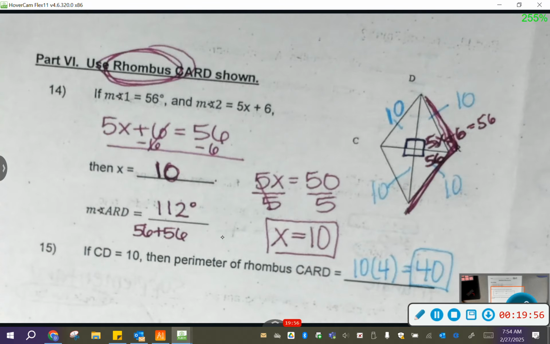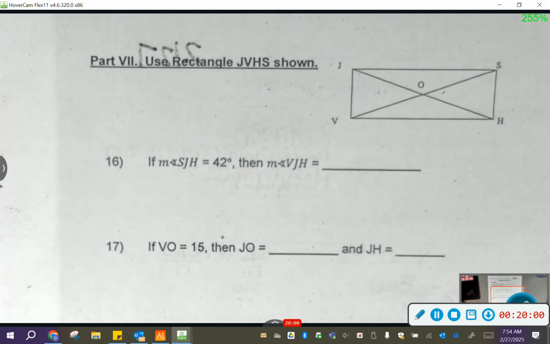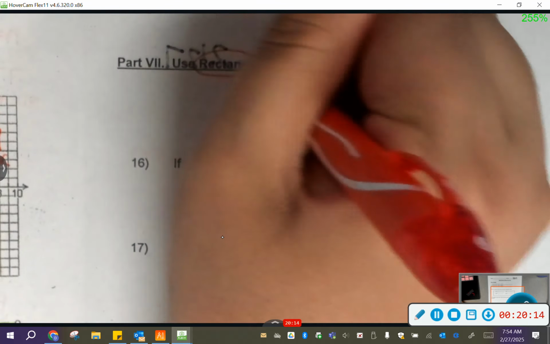Alright. Slide on over to rectangle. Y'all, rectangle is the one that y'all know probably the most, but you get tricked by the easiest. Y'all have learned rectangles since you were little, right? But y'all get tricked so easy by rectangles. Please be careful.